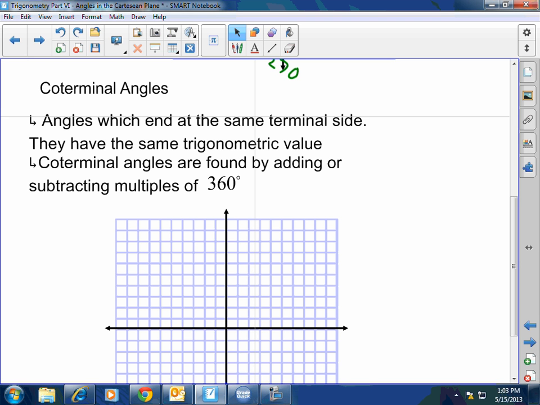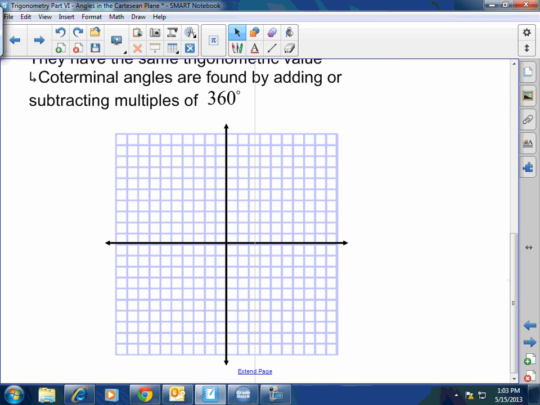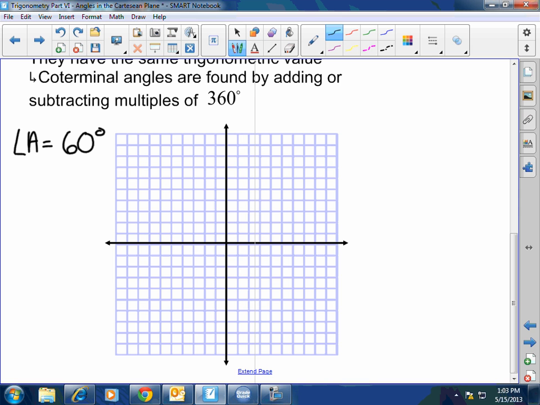How do you find coterminal angles? Coterminal angles are found by adding or subtracting multiples of 360. Let's see what this crazy man's talking about. Let's say I have an angle. Angle A is 60 degrees. Okay? 60 degrees, I'm going to go up here 60, right? And that's my angle, correct? You with me, guys?